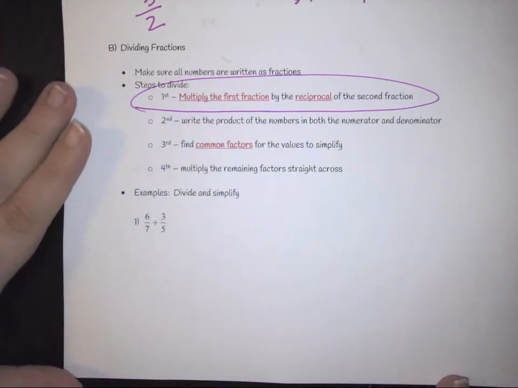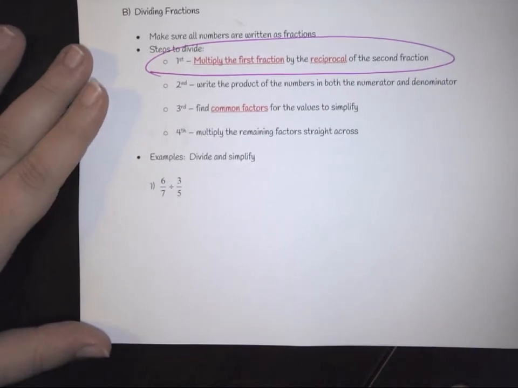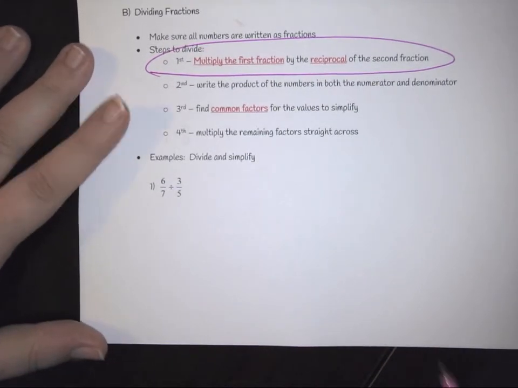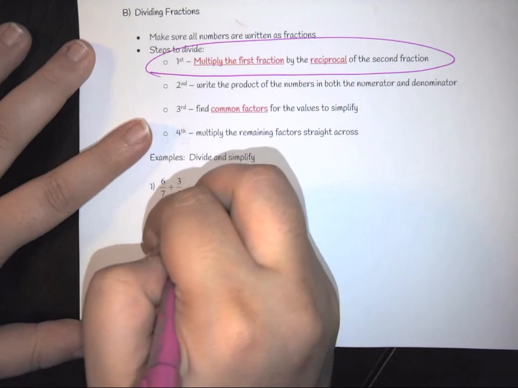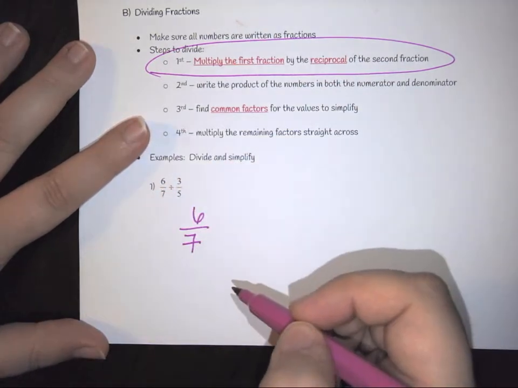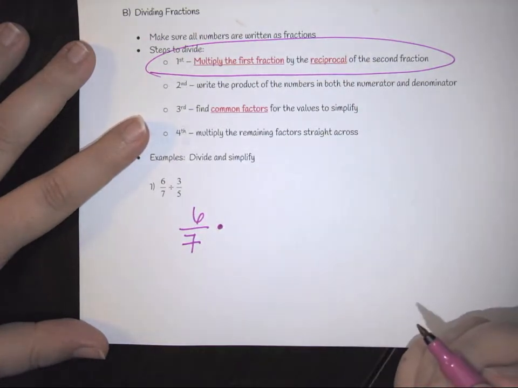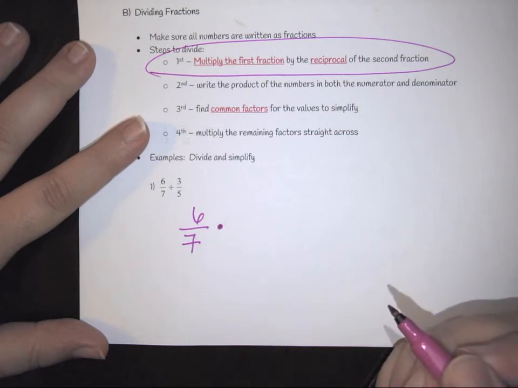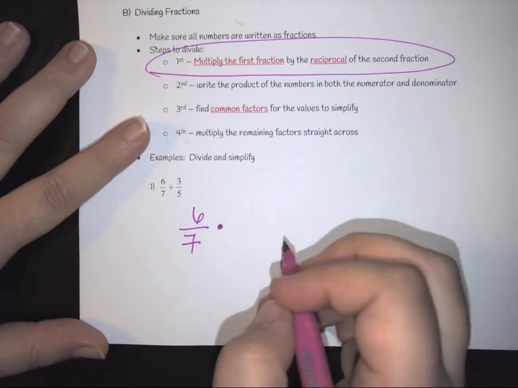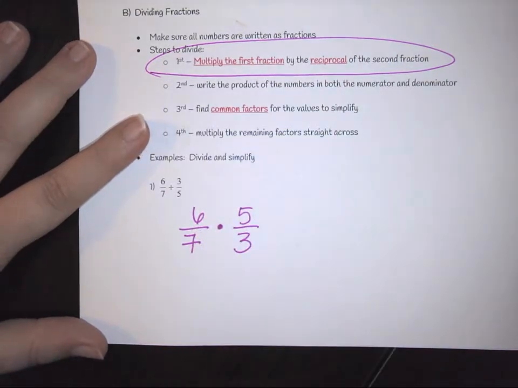Okay? So I have 6/7 divided by 3/5. So I want to go ahead and change this to multiplication. So I'm going to have 6/7. So this is keep the first fraction. I'm going to change my operation to multiplication. I'm going to flip the reciprocal of the second fraction, which makes this 5/3.